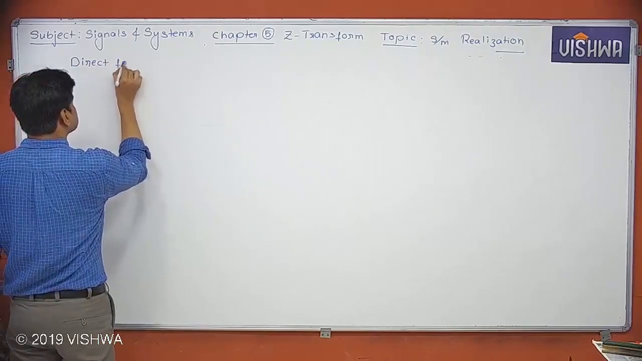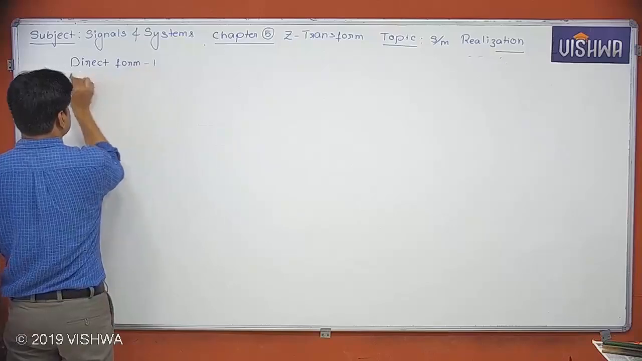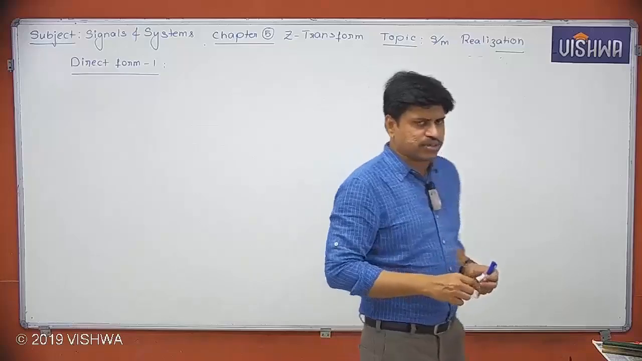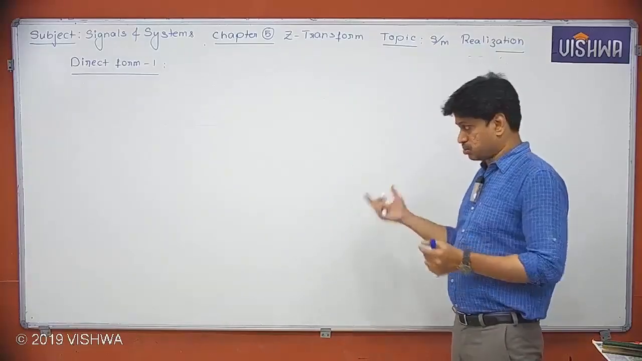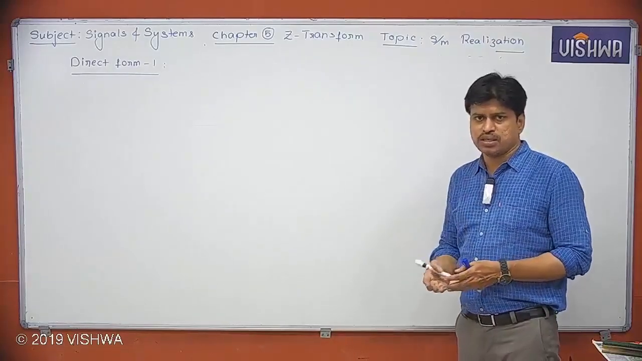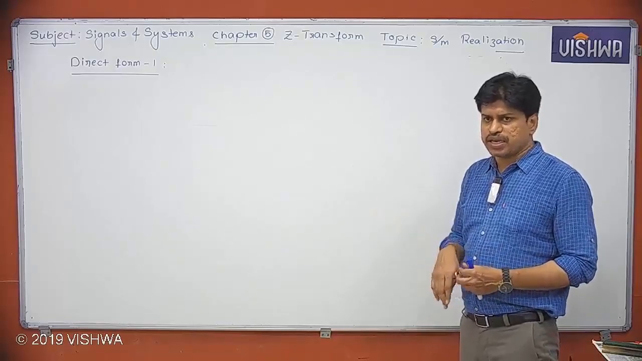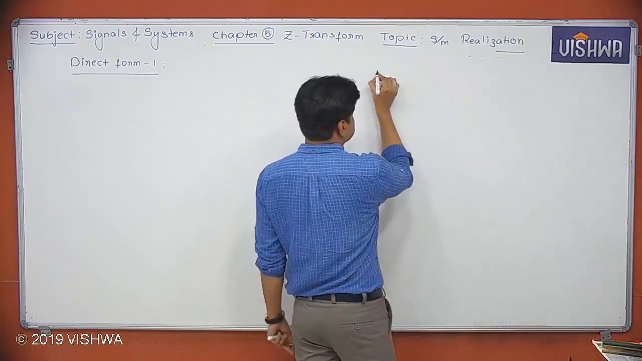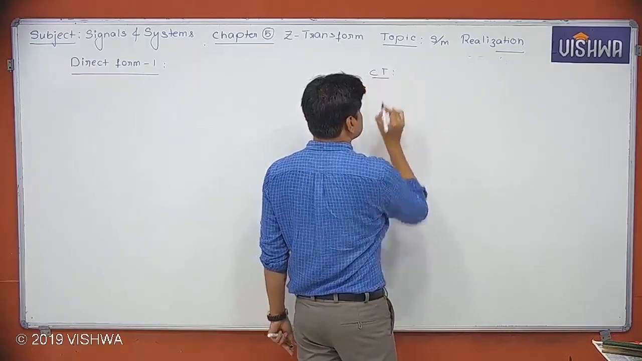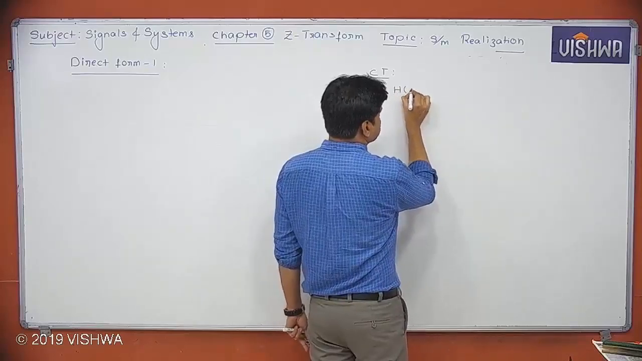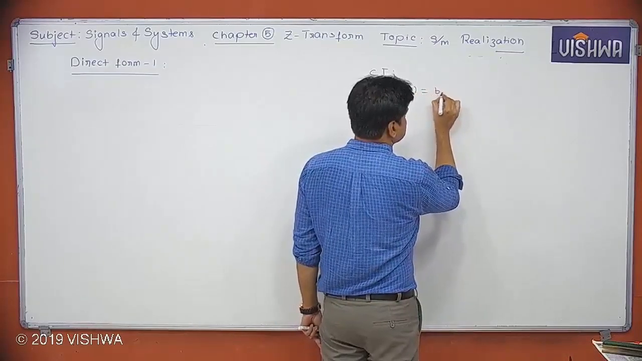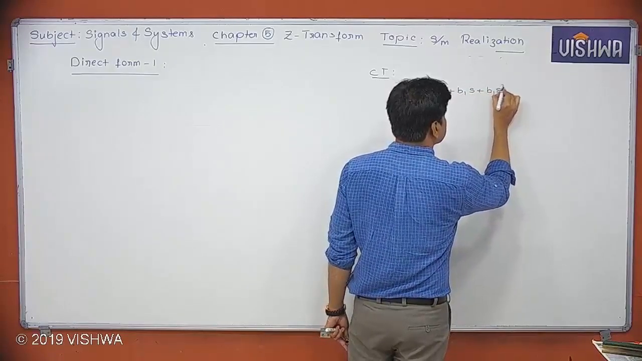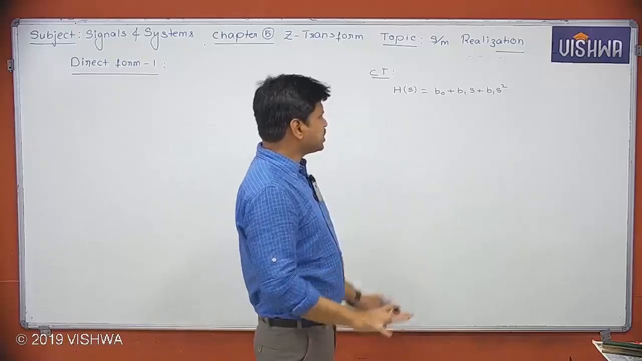Direct form 1. To make you understand, first I will go for the continuous time case, how we can represent a transfer function using a block diagram. From that, we can come back to direct form 1. This is not required for us, just to make you understand. Suppose a transfer function H of s is given like this: b0 plus b1 s plus b2 s squared. This transfer function I want to realize.